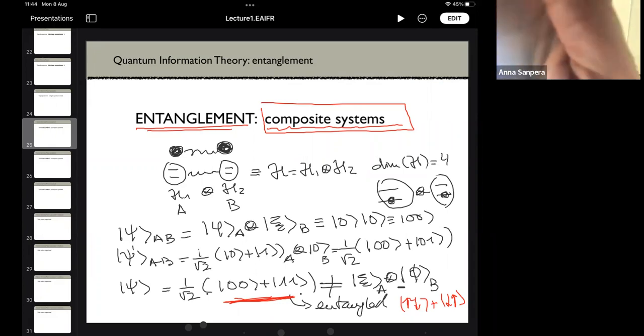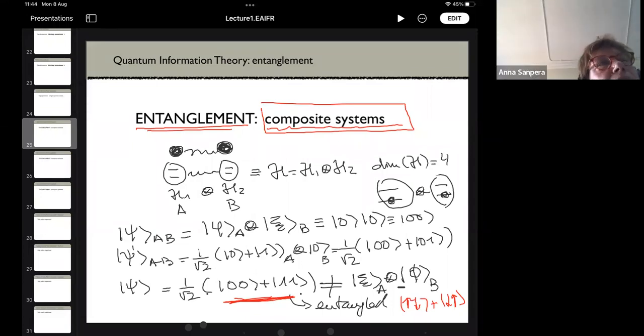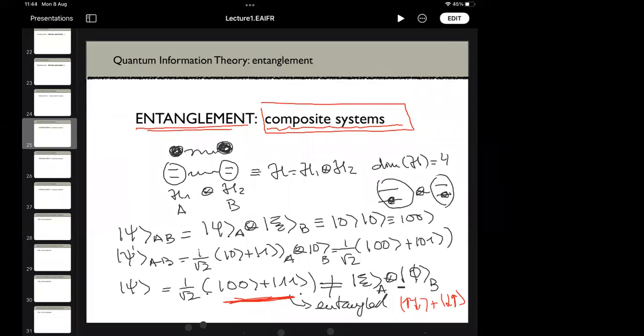Sonia has a question. She says, thank you for the nice lecture. Is Berry phase important for quantum information? Yes, for some things it's important, but not for the things that I'm explaining at this moment.